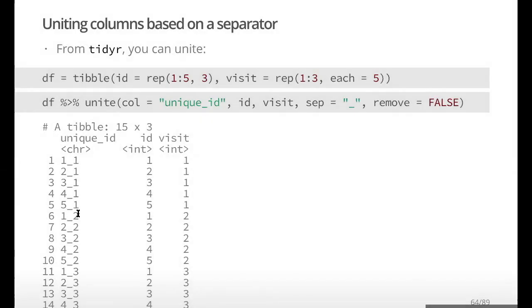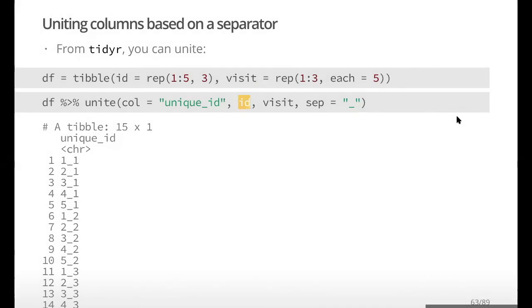Now here is the exact same code. Pretty much at the end of the day, it's very similar to paste. You just say, this is the column I want to create. These are the columns I want to create it with. And if you don't set remove equals FALSE, by default, what it's going to do is say, hey, you wanted to paste these together. I assume you don't want them anymore. That's totally my assumption, and it's usually pretty good.